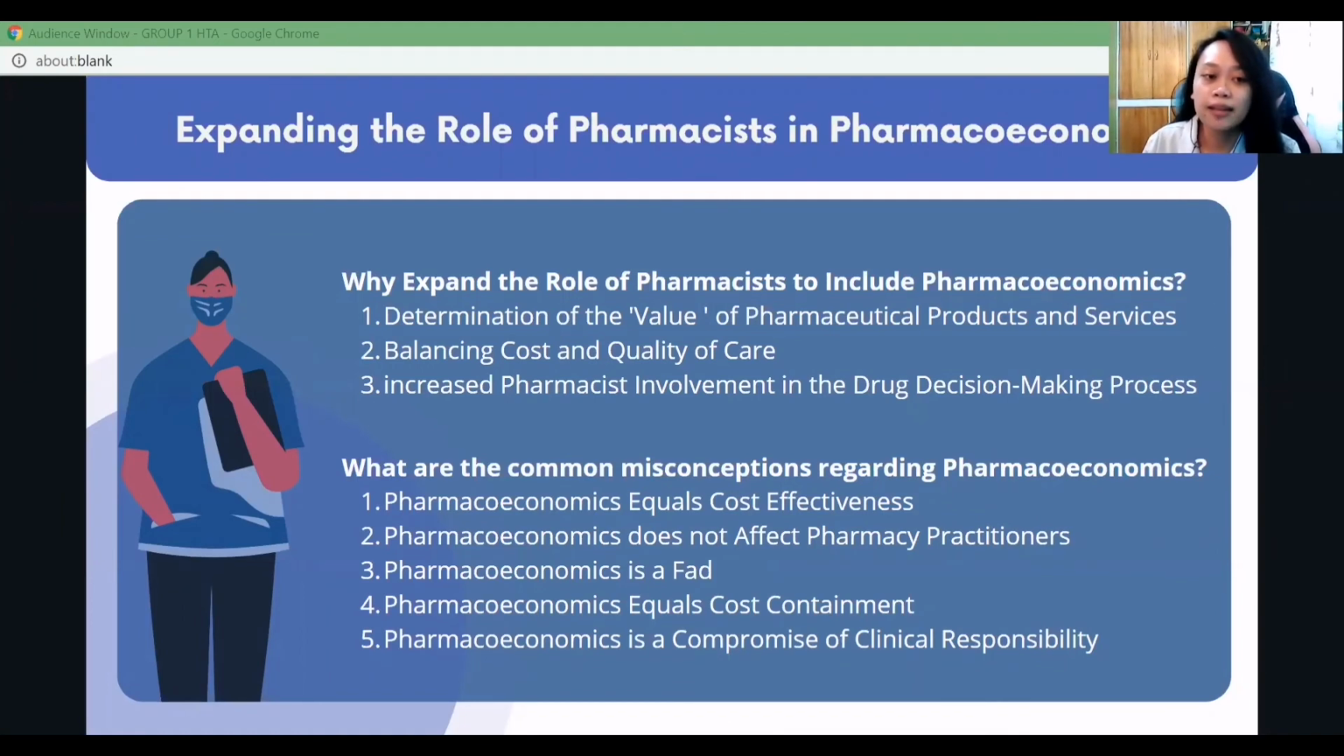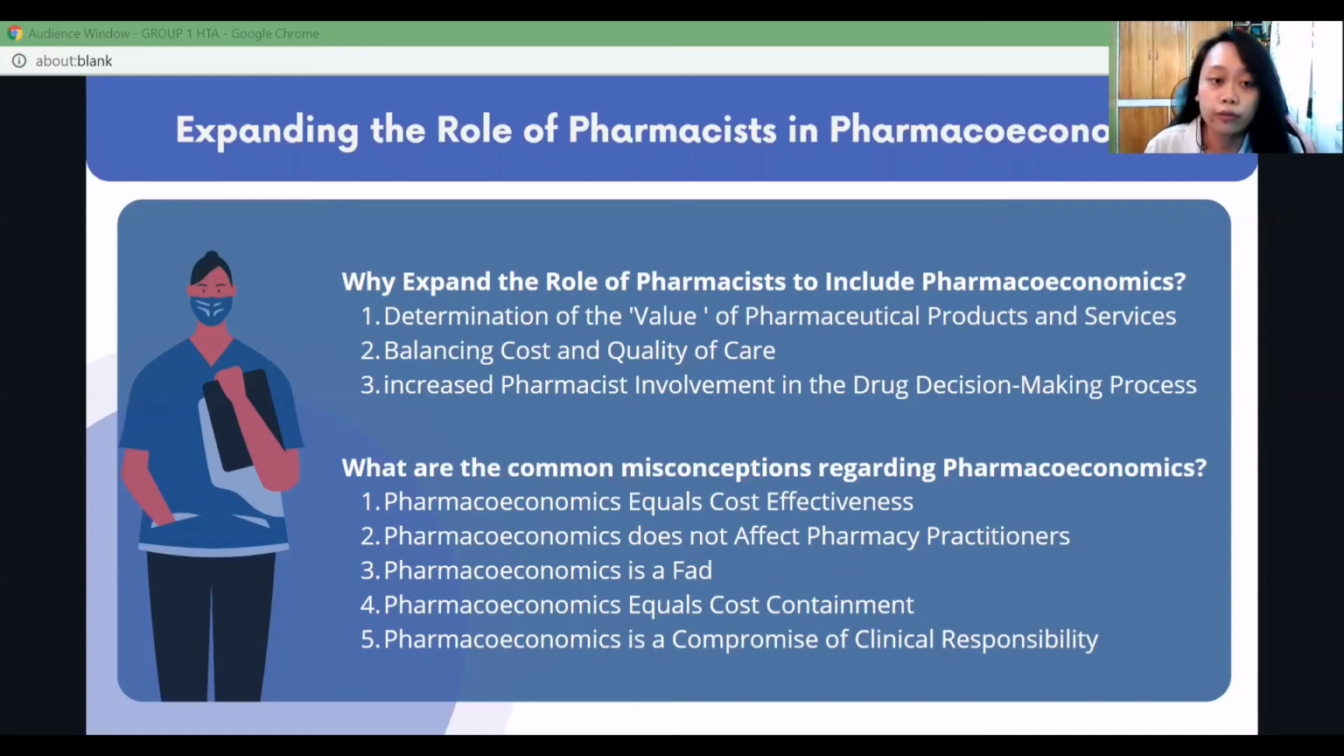Okay, next is expanding the role of pharmacists in pharmacoeconomics. So, bakit nga ba kailangan nating i-include sa role natin as a pharmacist ang pharmacoeconomics? So, first, determination of the value of pharmaceutical products and services. As we all know, there are diminishing resources regarding our pharmaceutical products and services. That's why many pharmacies are being challenged to provide quality patient care at minimal cost.